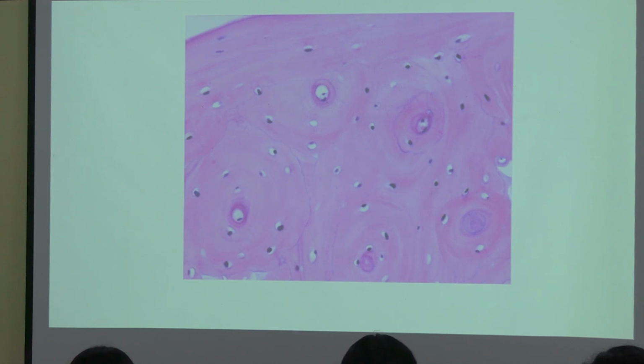Okay. Now, why is it looking empty in this particular slide? Whenever we are preparing the slide, as such structures are not present over there, so it can't take the stain. That's why it is appearing white in nature.